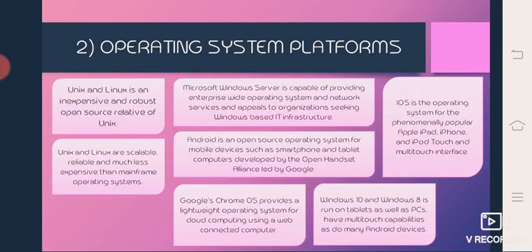Two, operating system platforms. Unix and Linux is an inexpensive and robust open source relative of Unix. Microsoft Windows Server is capable of providing an enterprise-wide operating system and network service and appeals to organizations seeking Windows-based IT infrastructure. iOS is the operating system for the phenomenally popular Apple iPad, iPhone, and iPod Touch, with a multi-touch interface. Unix and Linux are scalable, reliable, and much less expensive than mainframe operating systems.